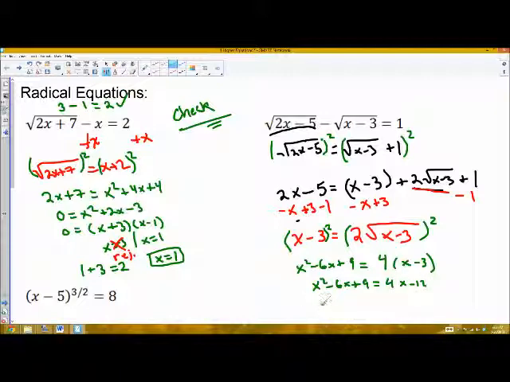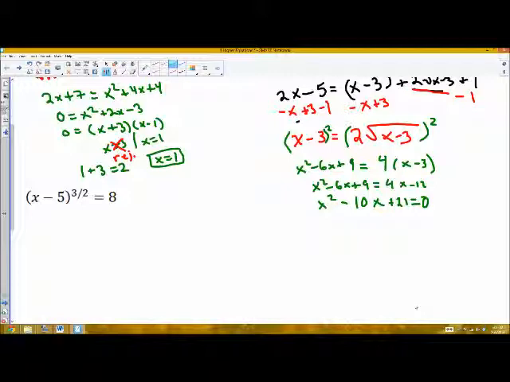Get everything to one side, x squared, subtract 4x from both sides will be minus 10x, and add 12 to both sides. 12 plus 9 is 21 equals 0. I need some more space, so I'm going to scroll down. I then need to try to factor this. Well, what multiplies to 21 and adds to negative 10 would be negative 7 and negative 3.